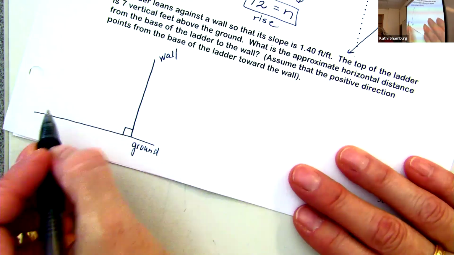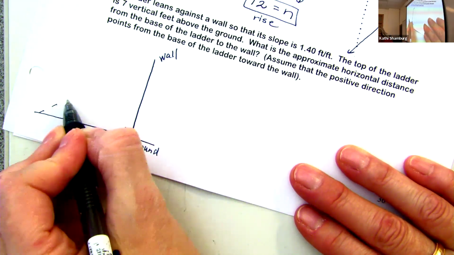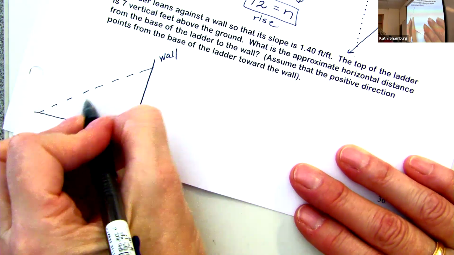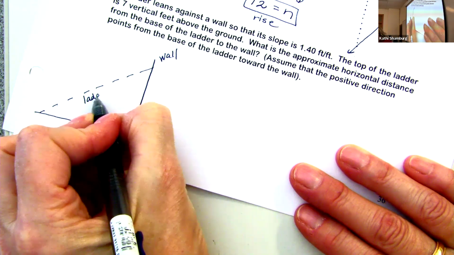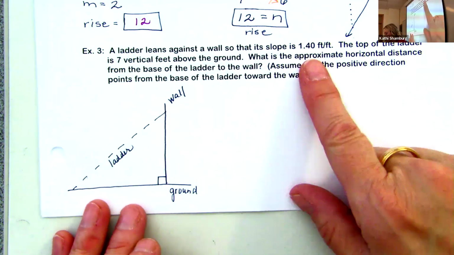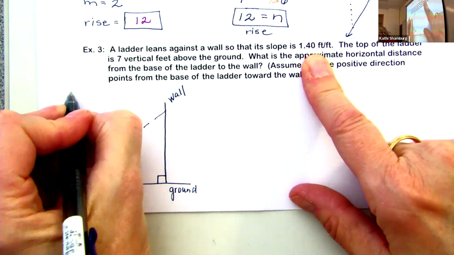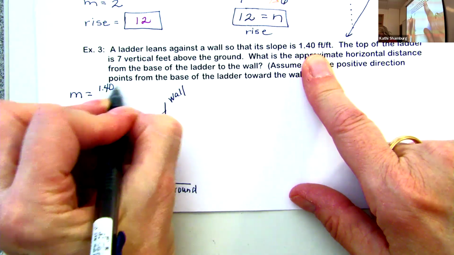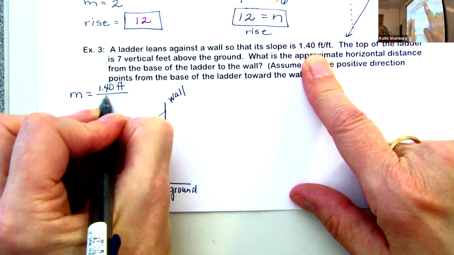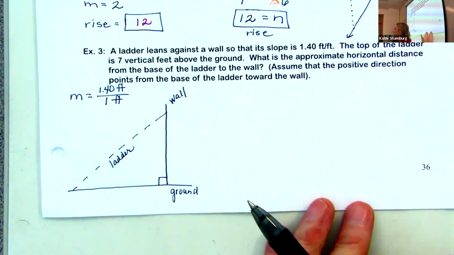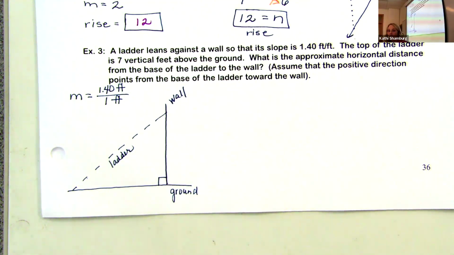And then what we've got is a ladder that is leaning up against that. This is my ladder. Okay. All right. They give me the slope. Slope equals 1.40 feet per 1 foot. That's what feet per feet means. Okay, so I'm going to write it as a unit rate.